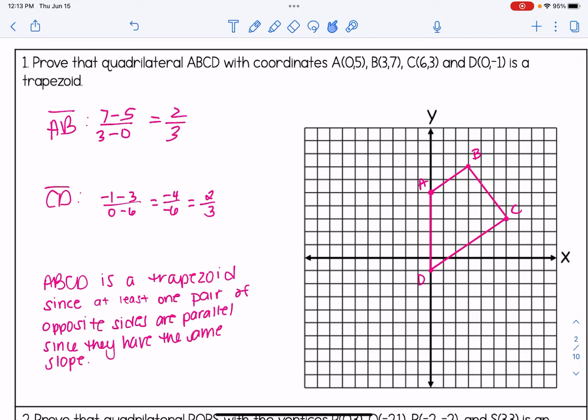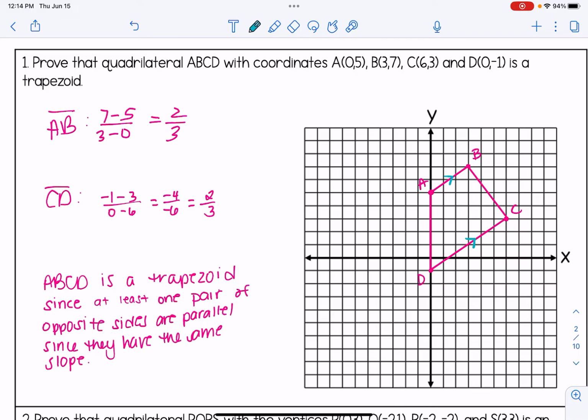First thing I did was I plotted the picture. Now, sometimes it might say that plotting the picture using the graph paper is optional. I personally prefer to graph, and here's why. If I think about a trapezoid, I know that at least one pair of opposite sides are parallel. If I graph it, I can see that it looks like AB and DC are those parallel sides. And now that tells me what two sides I should find the slope of. So I found the slope of both of them was 2/3.